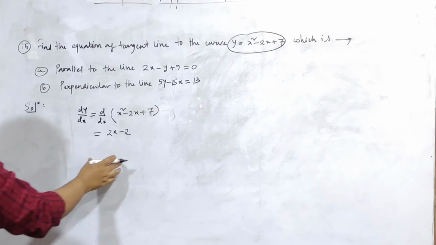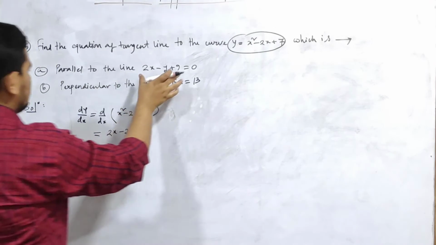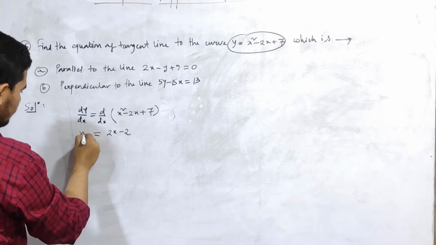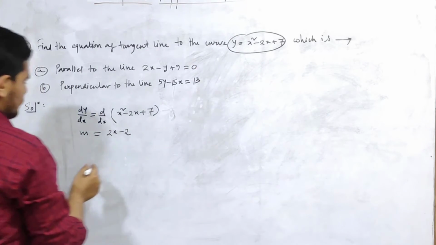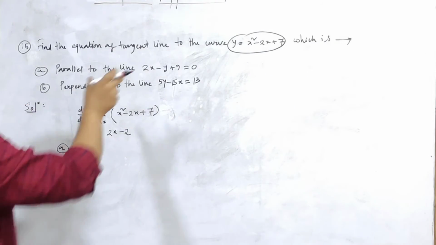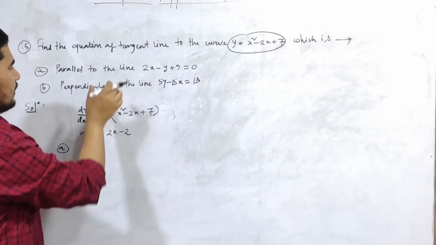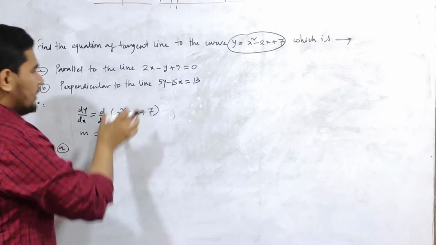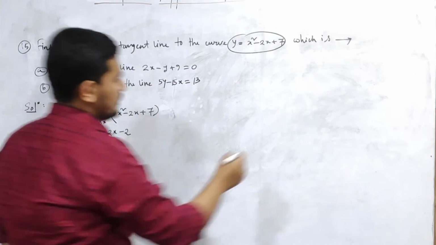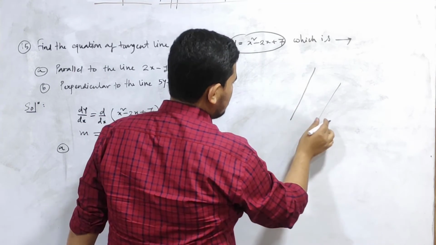So this is the differentiation, and here it is said that this is the slope of the tangent line. In the first case it is said that this tangent line, whose equation we need, is always parallel to this line. What this statement means is that suppose there is a line here and I have another line which is parallel to this line.